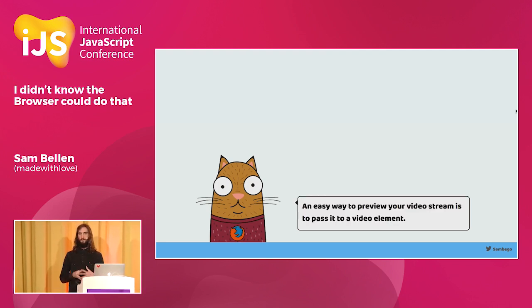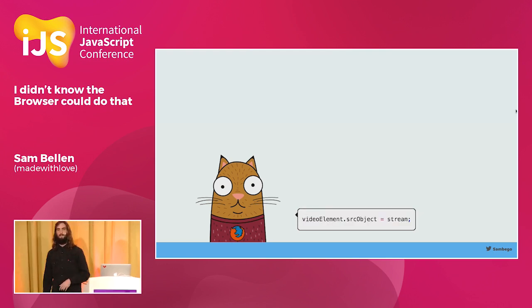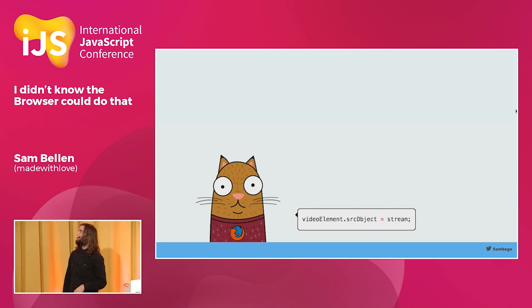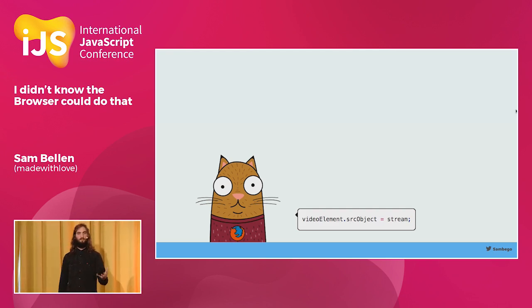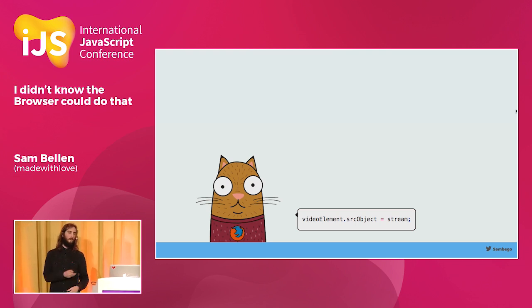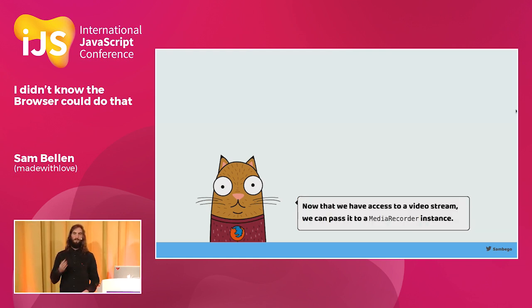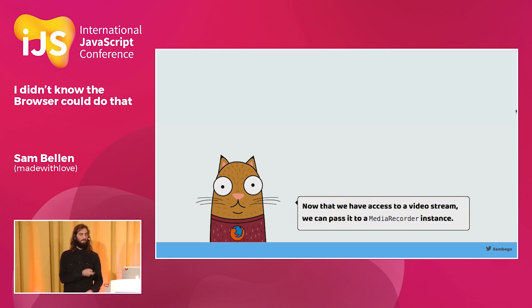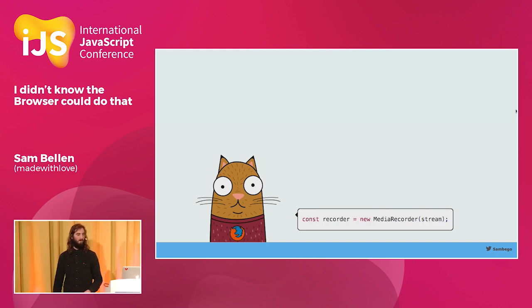So now that we have a stream of our webcam, we can just use an HTML5 video element and set the source object to the stream. This is just to preview your webcam, so you know what you're doing. But if you want to record it, we are going to use a new MediaRecorder instance. Like so, you create a new MediaRecorder instance and just pass along the stream we got from getUserMedia before that.